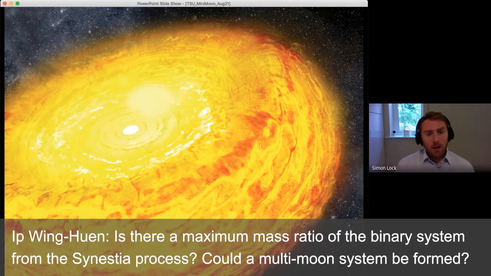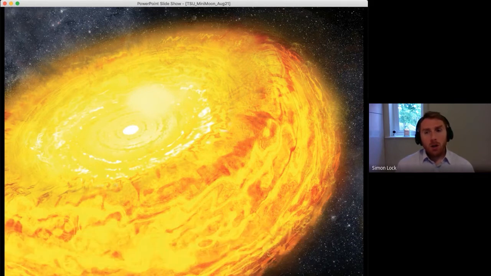So another question. Is there a maximum mass ratio of the binary system from the synestia process? Could a multi-moon system be formed? So in terms of the mass ratio, that's an interesting question. In theory, if you really went extreme, you could form something that was sort of tens of percent the mass of the whole body. It's very unlikely. The energies and the angular momentum you would need would be huge. Typically, we find something of a few percent of an Earth mass.